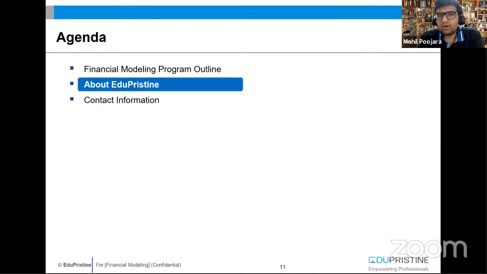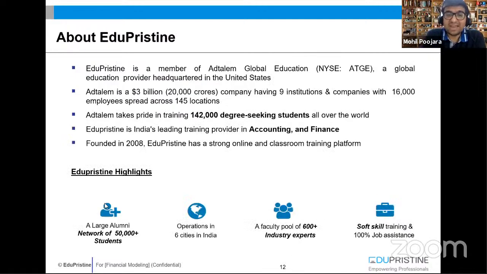Let me just give you some background about EduPristine, since some of you may not be familiar with this company. EduPristine is actually one of the pioneers of the financial modeling course in India. One of the first companies to start this course in India. The founders of EduPristine are people who actually worked in companies like Standard Chartered Bank and big investment banks.